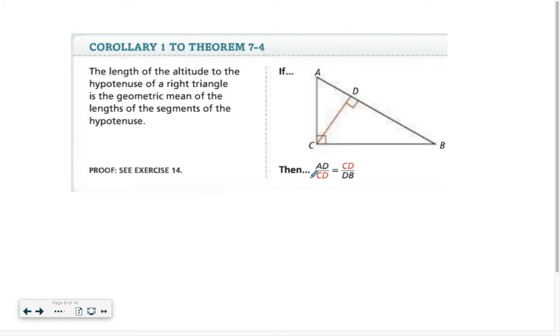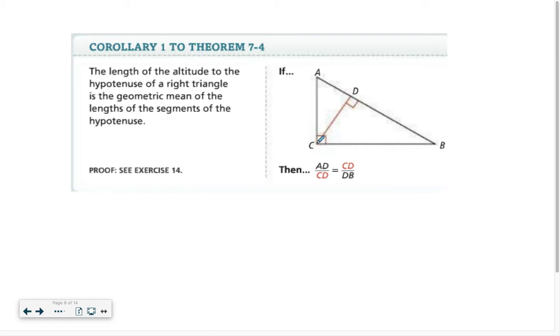All right, now let's look at the first corollary to Theorem 7.4. Remember, corollaries are just another way of stating something related to that theorem, okay? So we know that the length of the altitude to the hypotenuse of a right triangle is the geometric mean of the lengths of the segments of the hypotenuse.